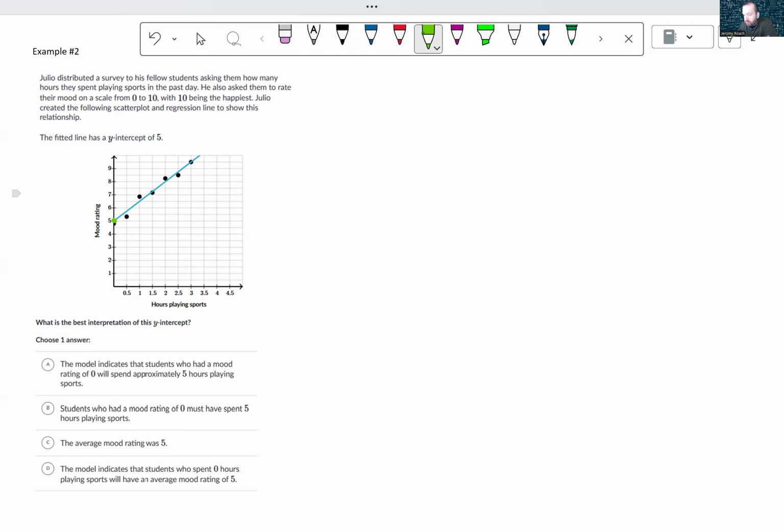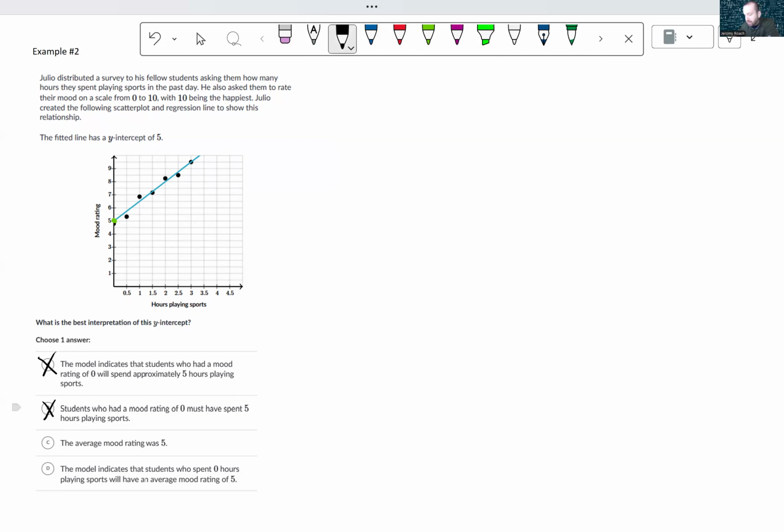So it says mood rating 0, 5 hours playing sports. That would be here on the graph for A. So it's not A. That would be our x-intercept. Students who had a mood rating of 0 must have spent 5 hours playing sports. So a mood rating of 0 again would be down here, and then 5 hours playing sports. Again, that's also describing our x-intercept.